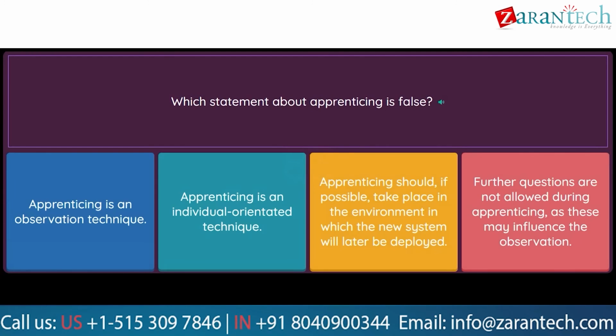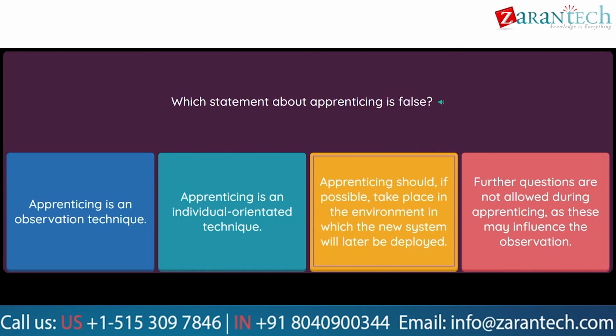Question: which statement about apprenticing is false? Option 1, apprenticing is an observation technique. Option 2, apprenticing is an individual-oriented technique. Option 3, apprenticing should, if possible, take place in the environment in which the new system will later be deployed. Option 4, further questions are not allowed during apprenticing, as these may influence the observation.